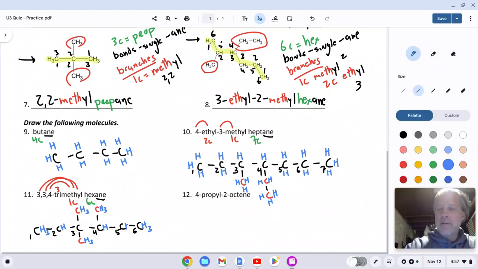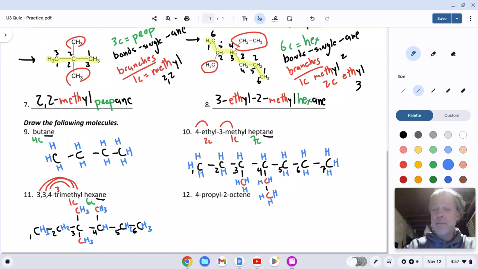So I'm going to go back to this, and this should be an H2. I think I have it right. This should be an H2. Yeah, there it is. Yeah, that's right. So that's your 3,3,4 trimethylhexane.